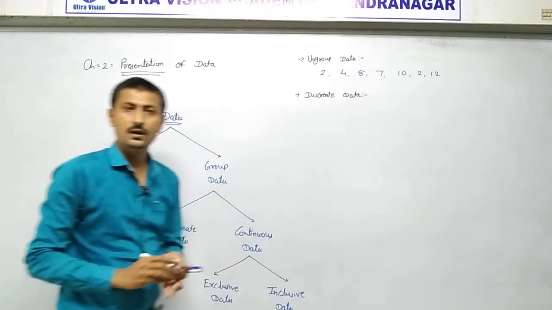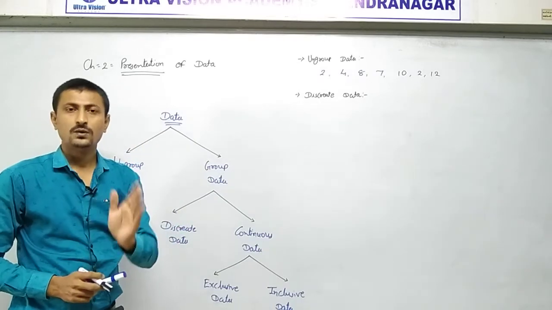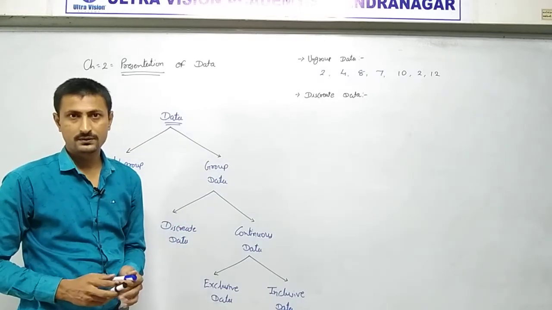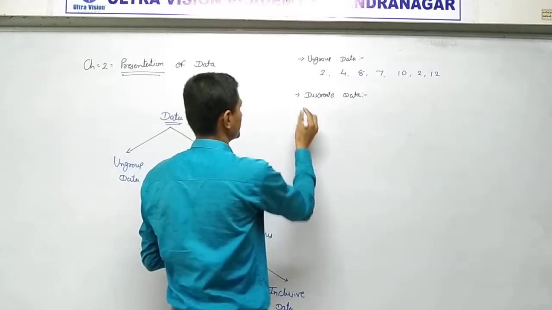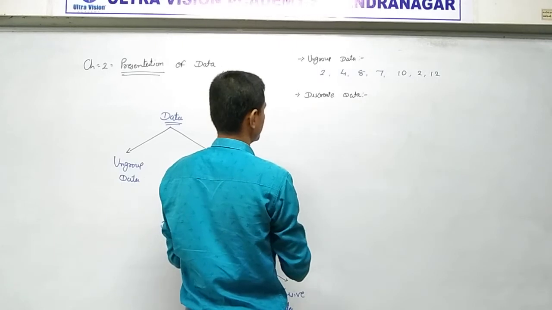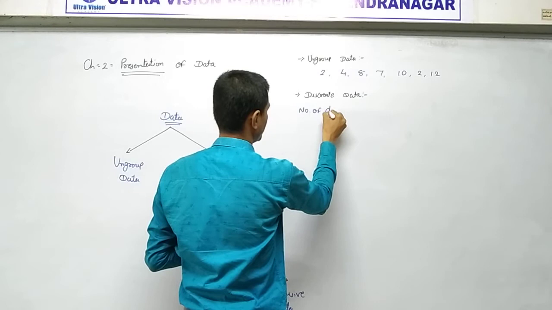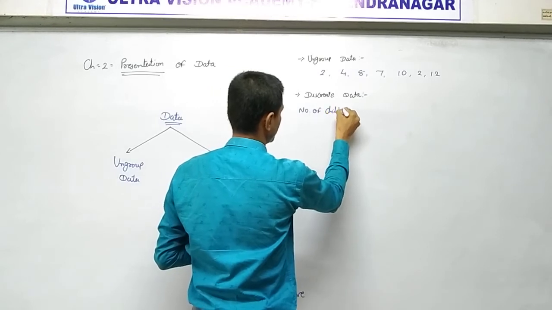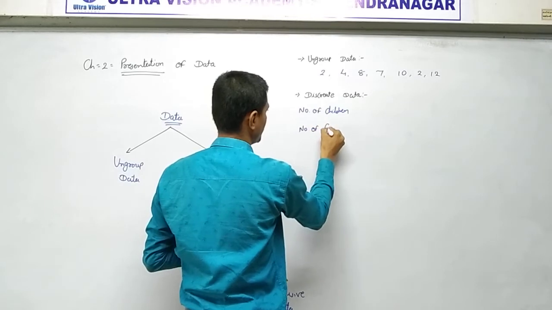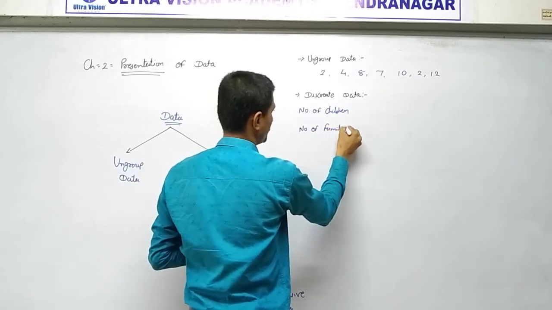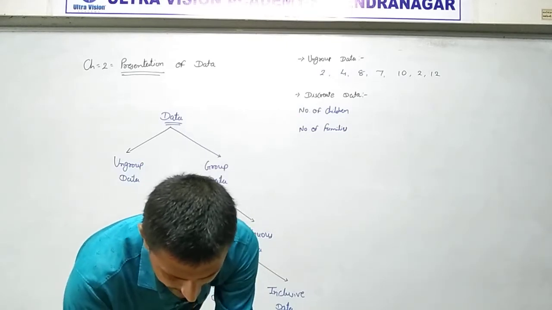Discrete means variable x and another side, the frequency, is also given. Number of children and number of families is an example of discrete data.